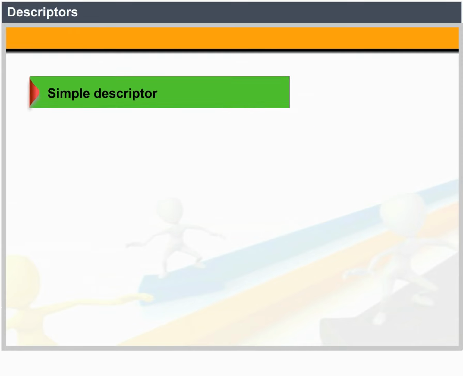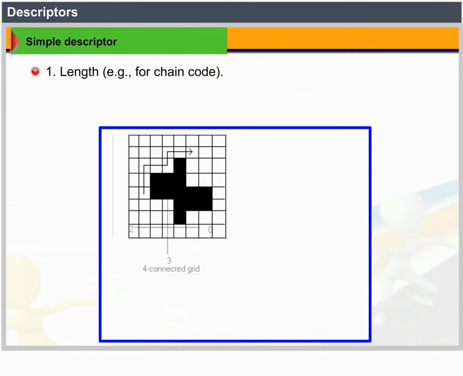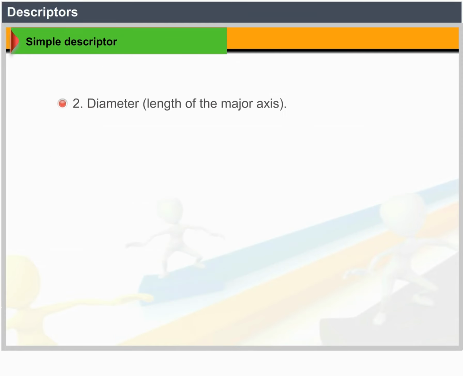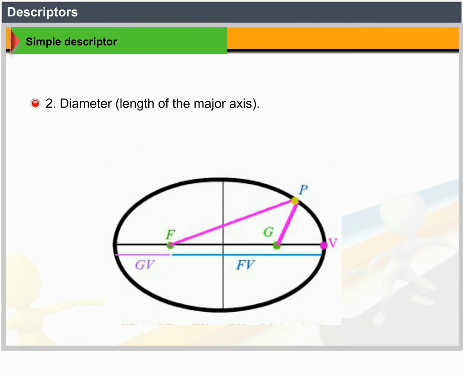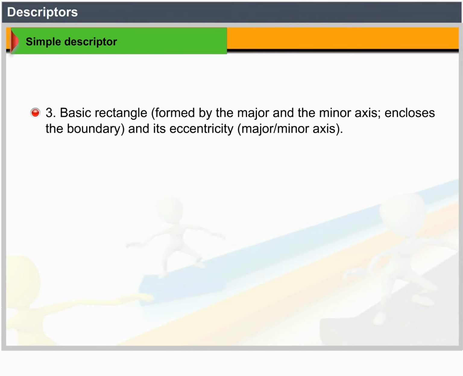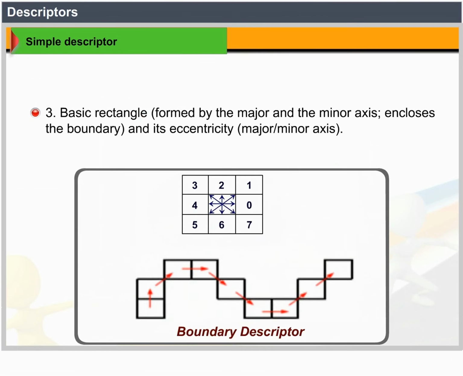Simple descriptors. 1. Length, for example for chain code. 2. Diameter, length of the major axis. 3. Basic rectangle formed by the major and minor axis. It encloses the boundary and gives its eccentricity. Major, minor axis.